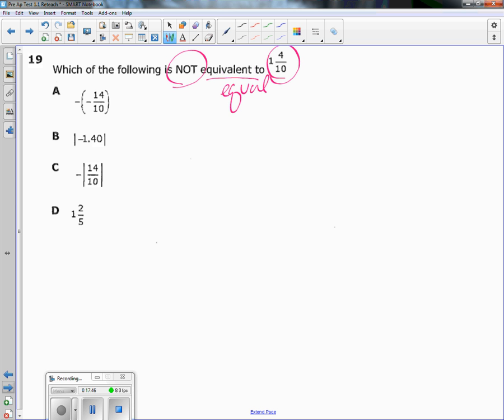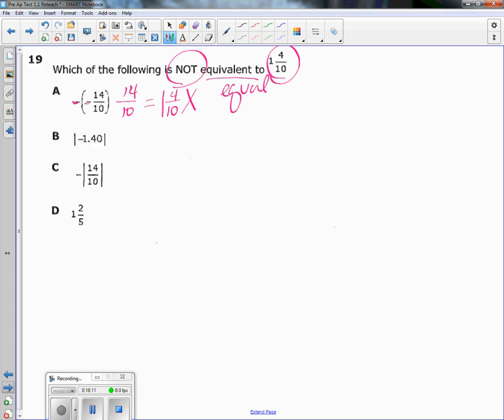So let's look at A. We have the opposite, or negative. Remember we said that means to do the opposite of. So we have the opposite of negative 14 over 10. So the opposite of a negative number would give us a positive 14/10. If I convert that to a mixed number, 10 can go into 14 one time. Then we have 4 out of 10 left over. So it's not answer choice A because that is equivalent to 1 4/10.